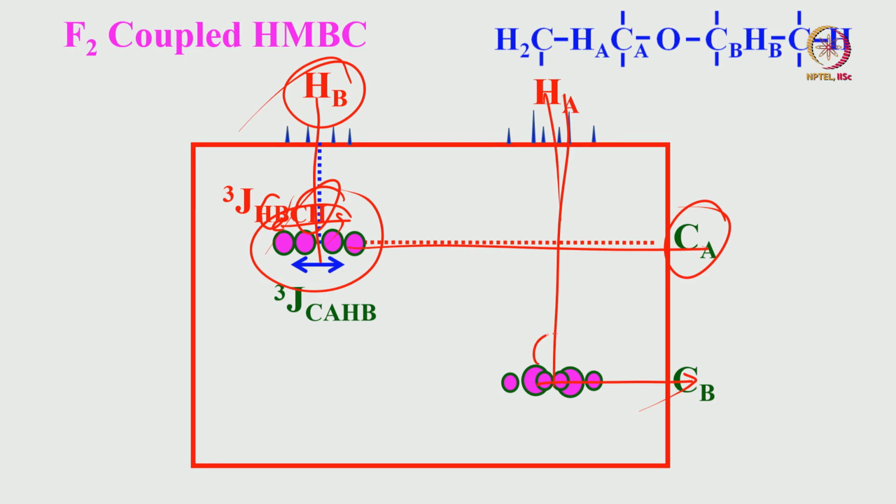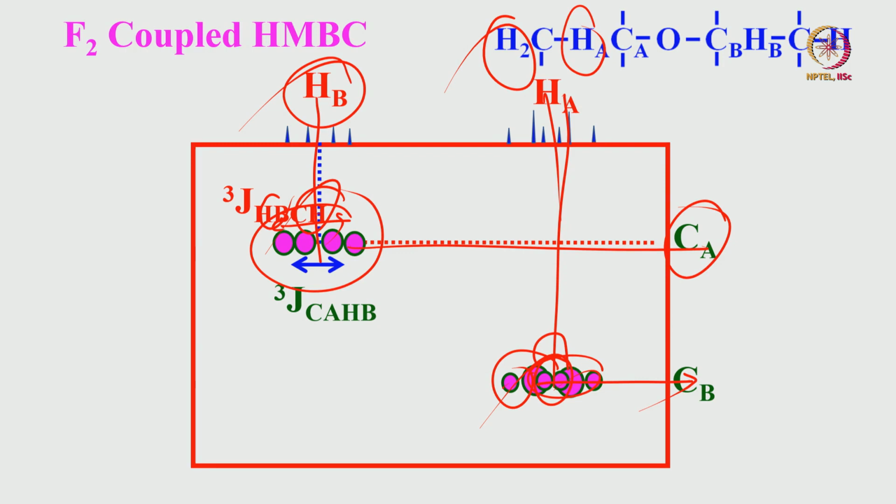It is a large doublet because of the 3 bond CH coupling, but each of this doublet is a triplet, 1 to 1, 1 to 1, they are overlapped, because it is coupled to the CH2 protons. This HA proton is coupled to the CH2 proton. As a consequence, it is going to be a doublet of triplets, some overlap is there, and you will not be able to see all the multiplicity clearly. This is what you are going to see in the HMBC spectrum.